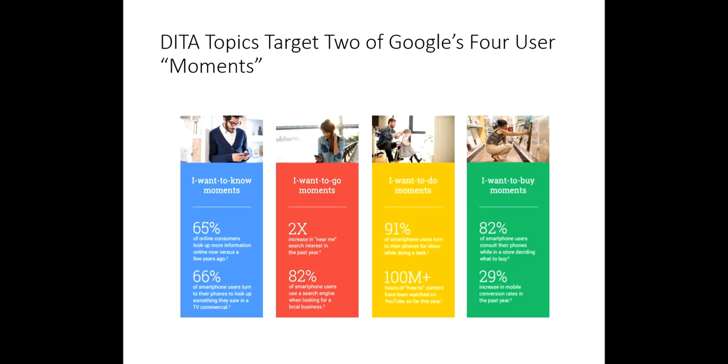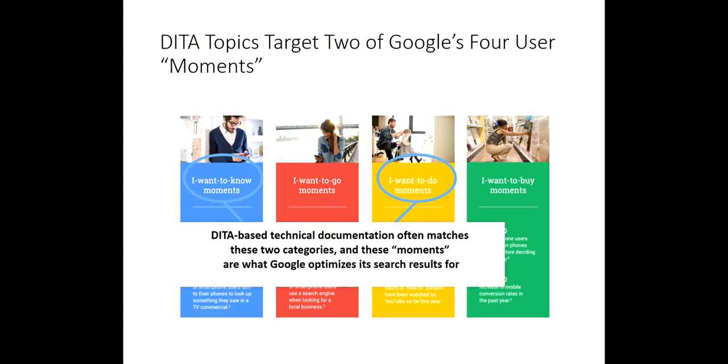Now, what you see here is Google's 4 user moments, and this is from a document they published a few years ago. If you search Google for 4 user moments, you'll find it, and it's well worth a look. In this case, I want to focus on the first and third moments. The first moment highlights that 65% of online customers look up more information now than ever. And notice that the picture shows someone looking up their information on their smartphone. This experience is highlighted in the third moment, where Google finds that 91% of smartphone users turn to their phones when doing a task.